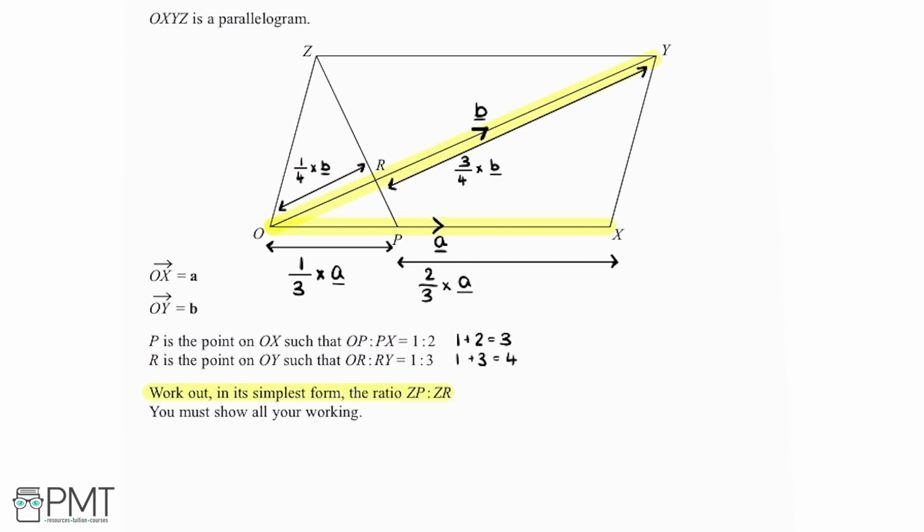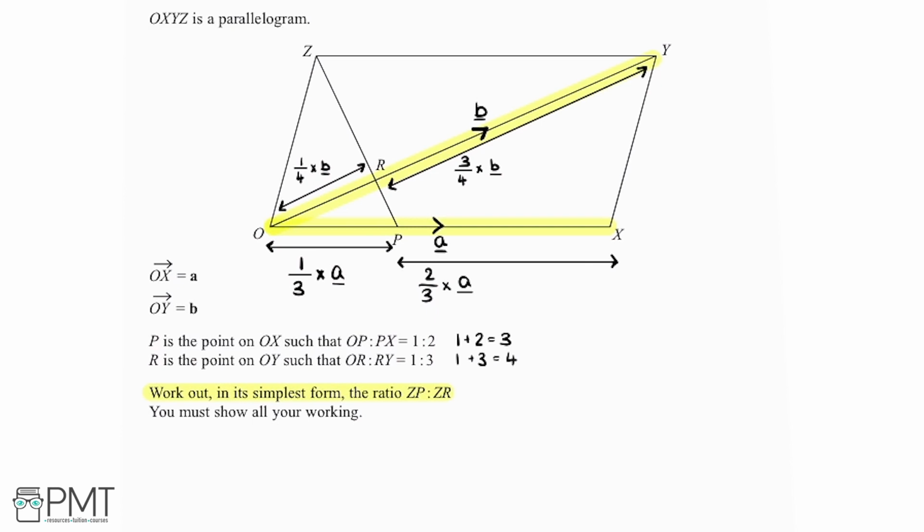And this makes sense, because if we add up 2 out of 3 multiplied by A and 1 over 3 multiplied by A, we get A, which is the whole thing in total. Same for this one: if we add up a quarter B and 3 over 4 B, we get 4 over 4 B, so just B, which is perfect, because that's the whole thing.